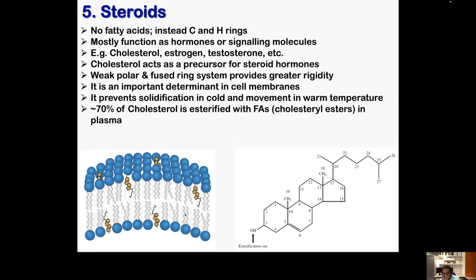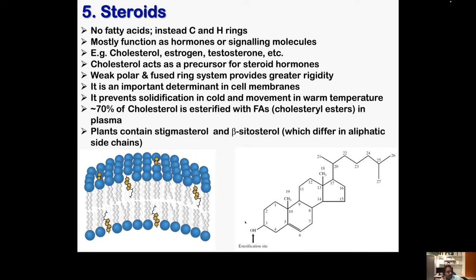Nearly 70% of cholesterol in our body are esterified with fatty acids. So the third carbon position will react with a fatty acid molecule, and therefore it can make an ester linkage. Again, the carboxyl group of fatty acid will react with the hydroxyl group of this cholesterol and make cholesterol esters in plasma, and that's how they will circulate in the body.